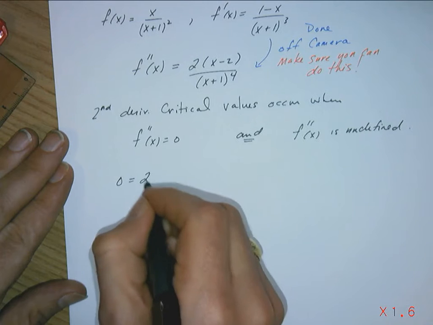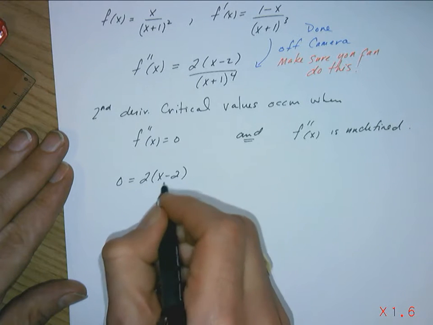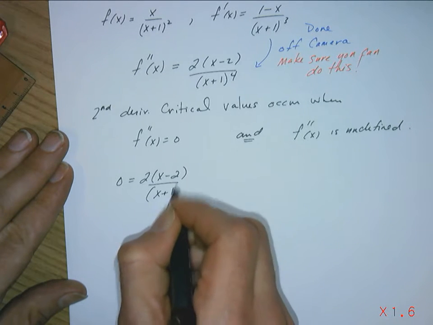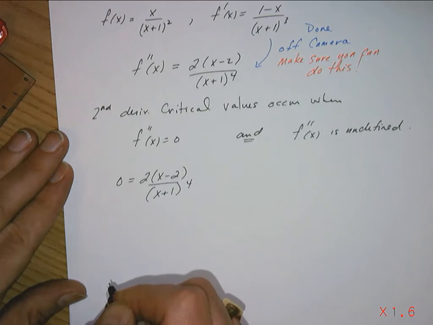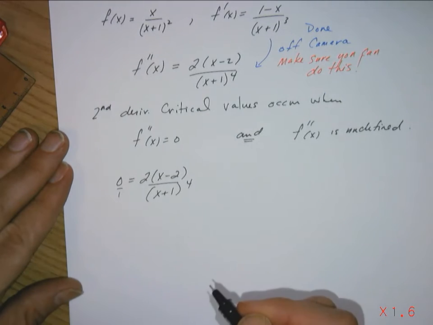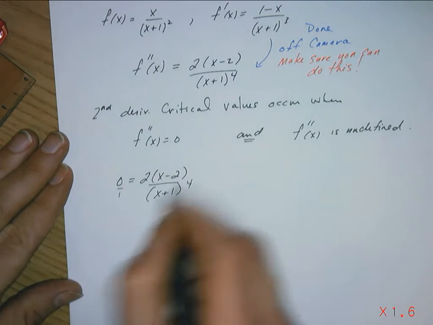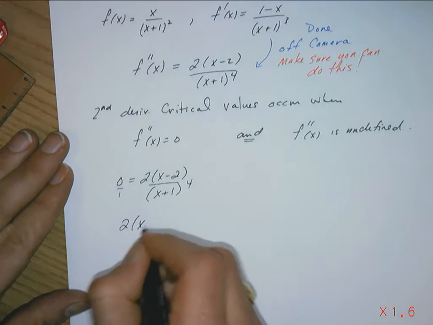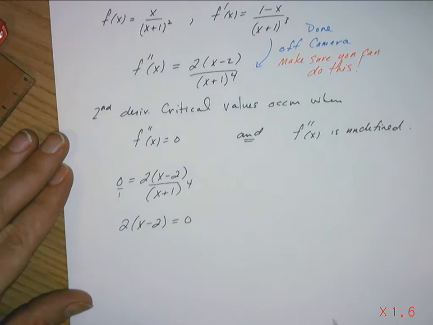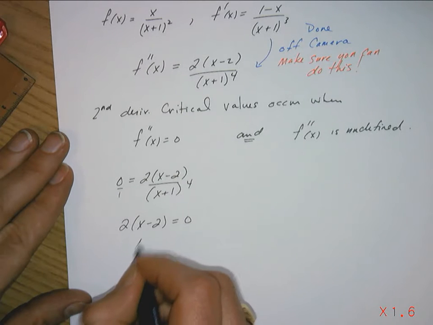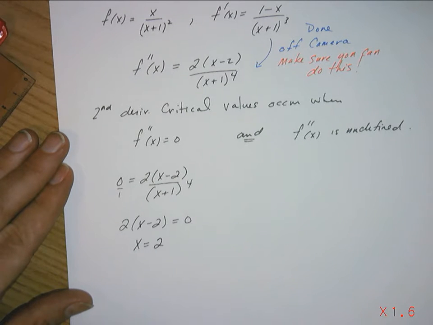0 equals 2x minus 2 over (x plus 1) to the 4. I like to pretend that there's a little 1 on the bottom there, and I cross multiply and I end up with 2x minus 2 equals 0. Solving that for x, x must equal 2. So there's my first critical point. That means that it can change from concave up to concave down at x equals 2.